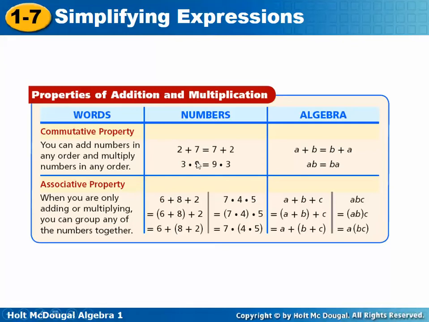So here's some examples with numbers. Here's some examples with algebra. 3 times 9 is the same as 9 times 3. AB is the same as B times A. It works for both multiplication and addition.